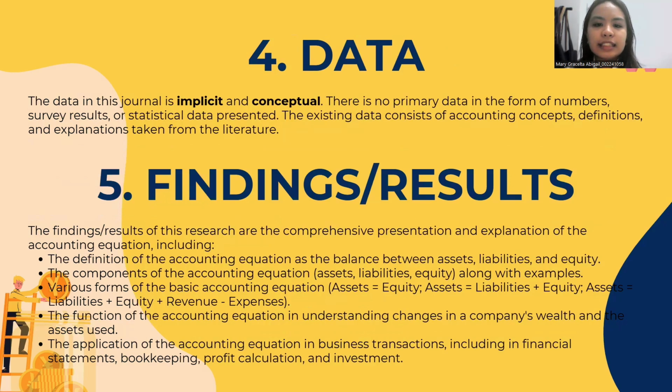Next, the fourth section is data. The data in this journal is implicit and conceptual. There is no primary data in the form of numbers, survey results, or statistical data presented. The existing data consists of accounting concepts, definitions, and explanations taken from the literature.